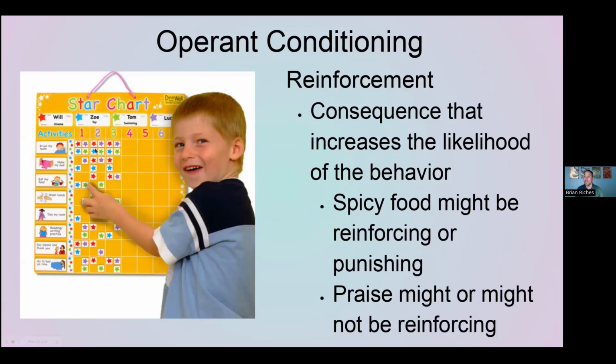So a kid might really like a star chart. That might be reinforcing. Getting a star might make it more likely that they will do that behavior again. One of my kids loves a star chart. They have a star chart. They use it very regularly. My other child does not like the star chart. They couldn't care less about it. So for the child that doesn't care at all about the star chart, it is not a reinforcement. It does not increase the likelihood of them doing a behavior.